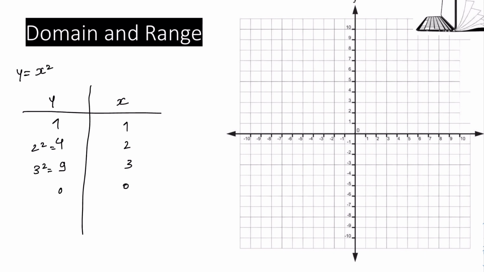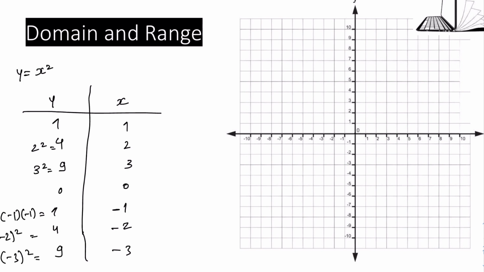This function is going to start from here, 0. Let's take the negative values. If I have minus 1, the function is going to be here 1, because minus 1 times minus 1 equals 1. Minus 2 is going to be equal to 4, because minus 2 squared equals 4. And minus 3 is going to be equal to 9, because again minus 3 squared equals 9.